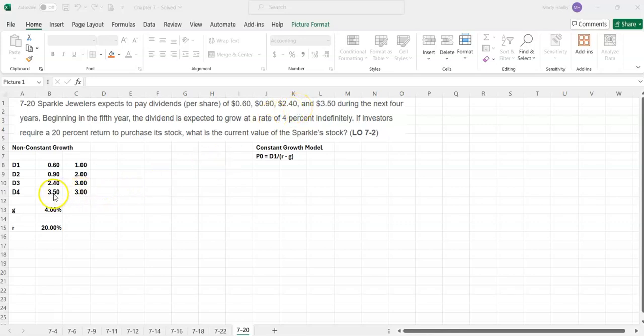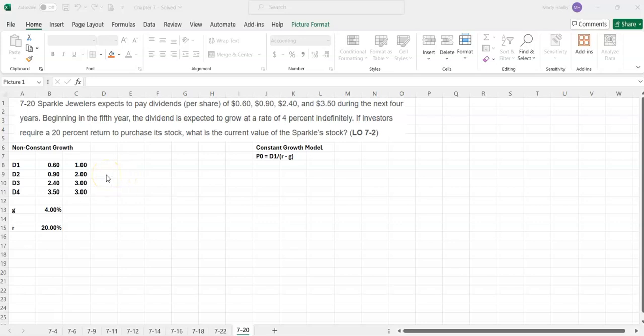On the last one, we're going to employ the constant growth model, which is P0 equal to D1, the dividend in year one, divided by R minus G, R being the investor's required rate of return, and G being the constant growth rate. So with this problem, we have a dividend in year 4 that's going to grow at a constant rate. That's going to give us the price in year 3. So for the last one, we're going to be present valuing back one year less.